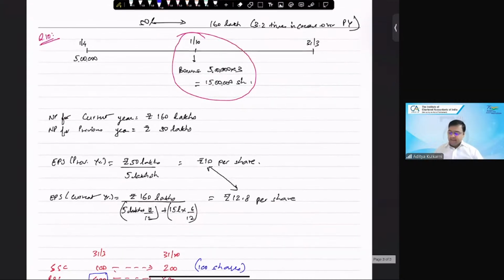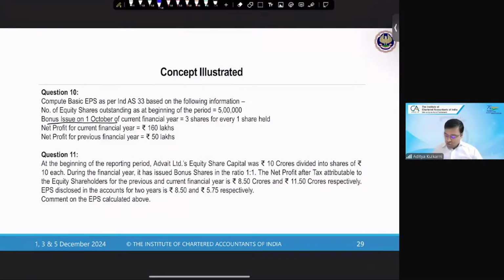So can I say that in this question, though the bonus has happened on 1st October, it is actually present right from the beginning of the financial year. Can I say this? Yes, sir. Others, do you agree? All right, fine. So all of us do agree.